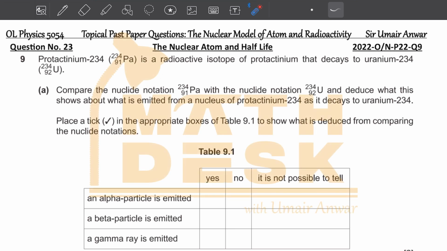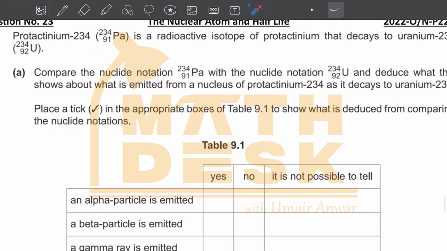Welcome to this tutorial. I'm solving question number 9 of paper 2 of the October-November exam series of 2022. The topic of this question is the nuclear atom and the half-life. The question says protactinium-234 is a radioactive isotope of protactinium that decays to uranium-234. Compare the nuclide notation of protactinium with the nuclide notation of uranium and deduce what this shows about what is emitted from a nucleus of protactinium as it decays to uranium.